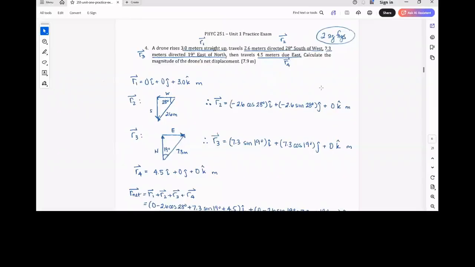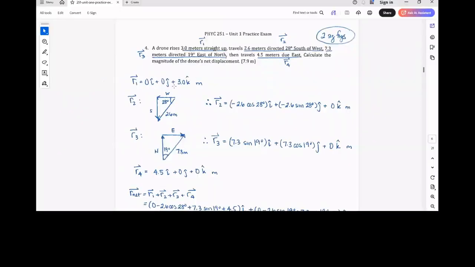Vector 2 is 2.6 meters directed 28 degrees south of west. And with these cardinal directions, I can correlate these to Cartesian coordinates, where south would just be like the negative y direction, and then west would be the negative x direction. So to determine what vector R2 looks like, I suggest you sketch it, where you start with the western direction, so the negative x-axis, and then you sweep towards south by 28 degrees.